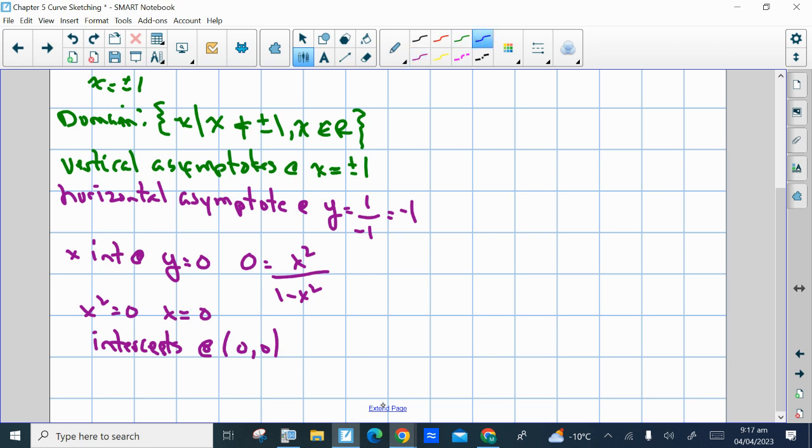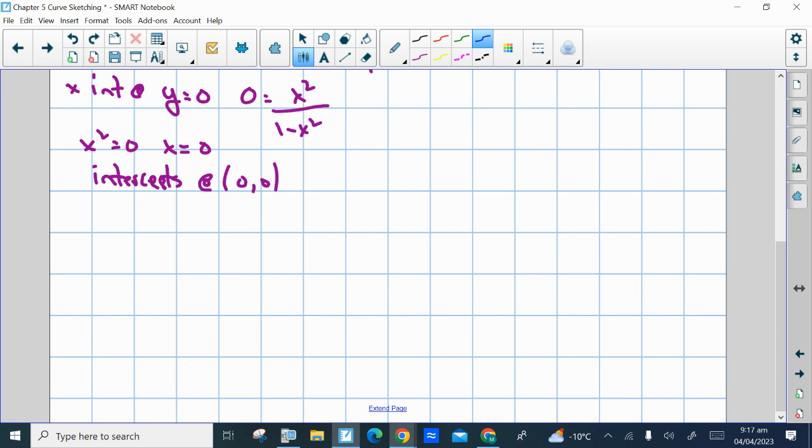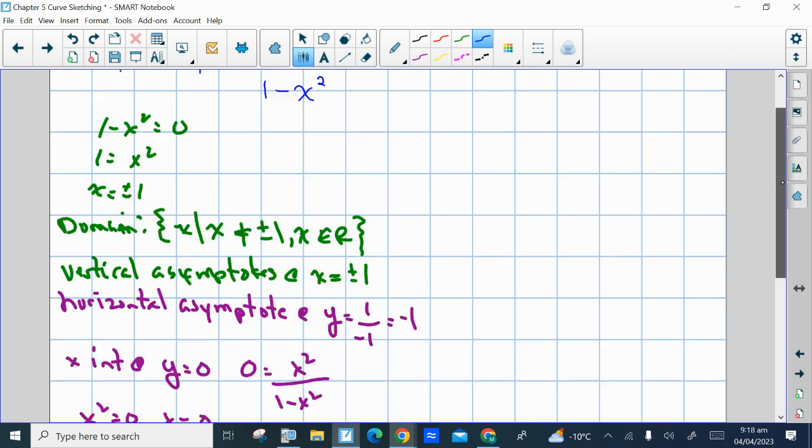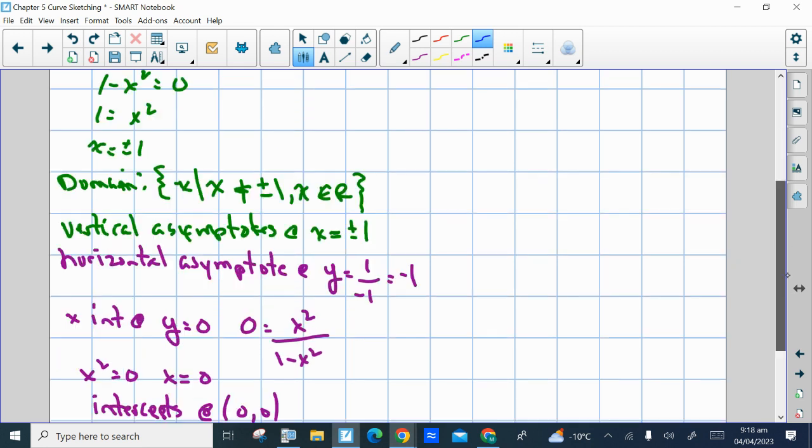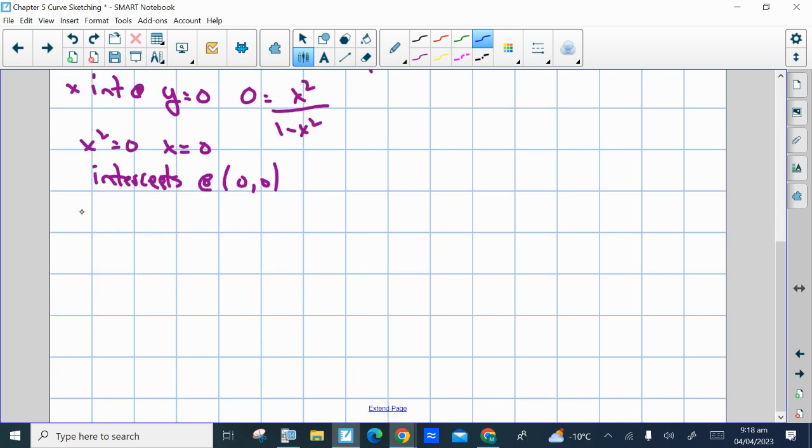So next we'll find the first derivative so that we can find our intervals of increase and decrease. So that'll be f prime of x, that we will have to use the quotient rule for. So the derivative of the top is 2x times the bottom, which is 1 minus x squared, minus the derivative of the bottom, which will be negative 2x, times the top, all over the bottom squared.